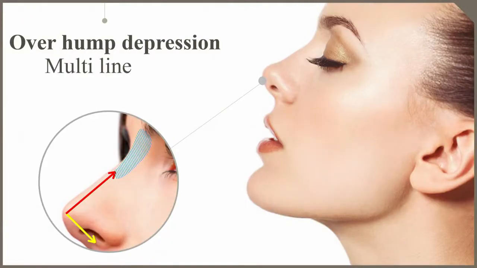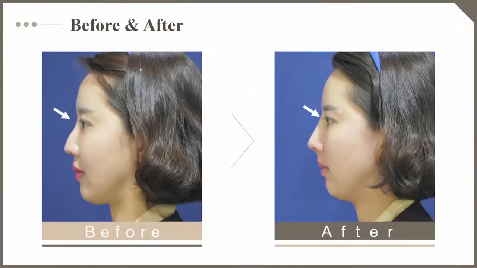You may remember that we filled the depression between the hump and the glabella for the patient who has a dominant hump. You may remember this photograph. You can insert the multiline thread from the glabella to the hump to fill the depression there.